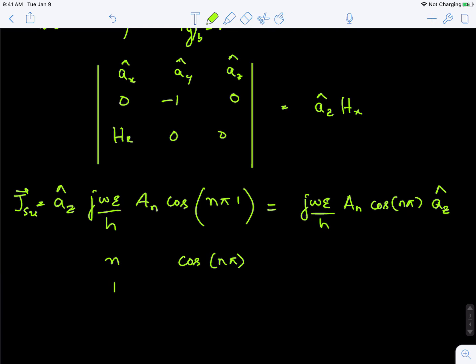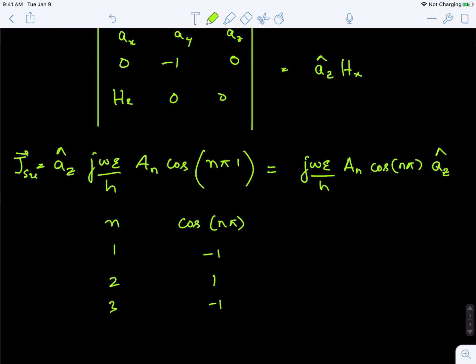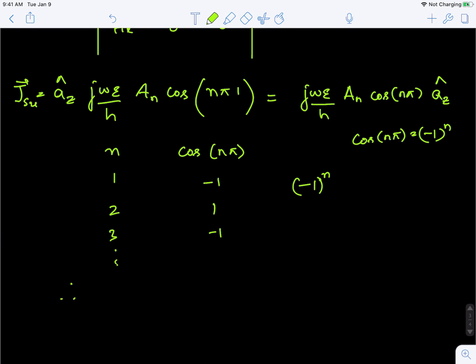Now cos(n pi): if n is equal to 1, cos pi is equal to minus 1. If n is equal to 2, it's going to be plus 1. And if n is equal to 3, it's going to be minus 1. So we see a trend here, which basically says cos(n pi) is equal to minus 1 to the power n. If n is odd, you will have a negative number; if it's even, it's going to be a positive number. So J_SU is going to be j omega epsilon naught by h a_n times (minus 1)^n a_z.